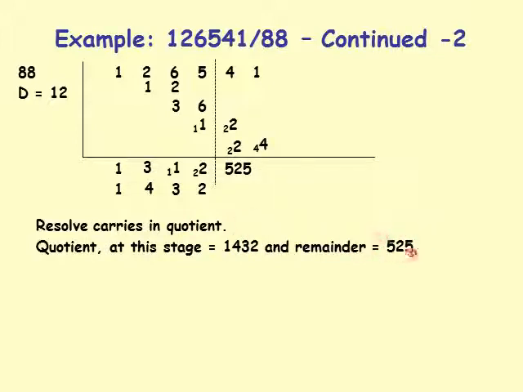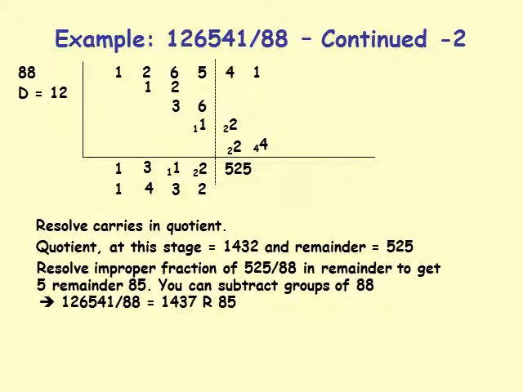525. That's too much of a remainder for division by 88. That means I would have an improper fraction. Let's see what we do here. We resolve the improper fraction of 525 divided by 88 in the remainder to get 5 remainder 85. You can subtract groups of 88 also from here. So if I add the 5 to the quotient 1432, I get 1437, and the remainder is 85.